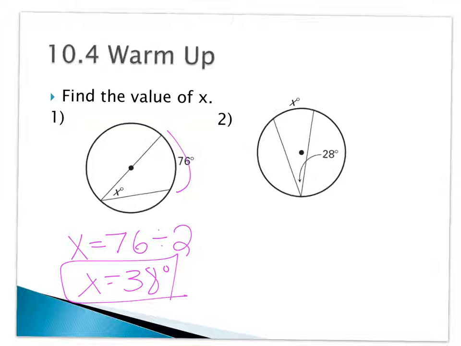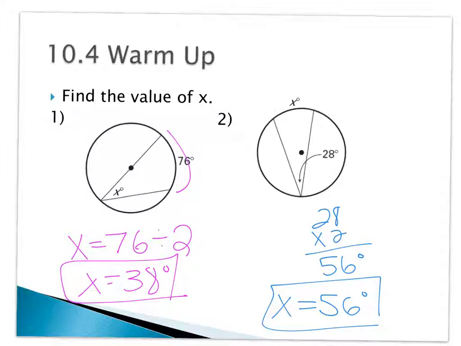Okay, in 2, it's the other way around. Now you've got the angle, you want the intercepted arc. How do I get from one to the other? Good. So this time I'm going to double it. So 28 times 2, which gives you? Good. Questions on either of those?